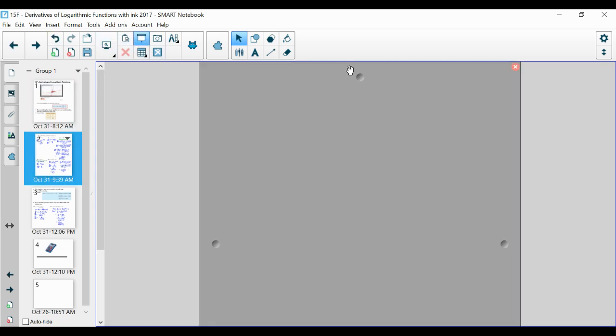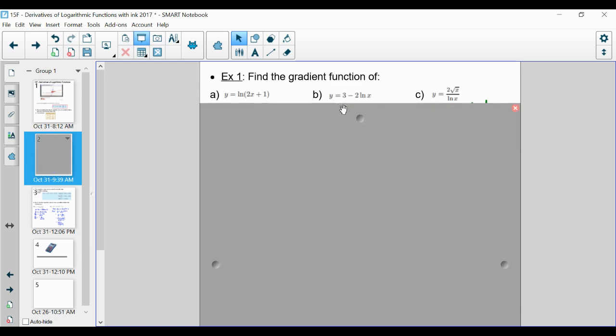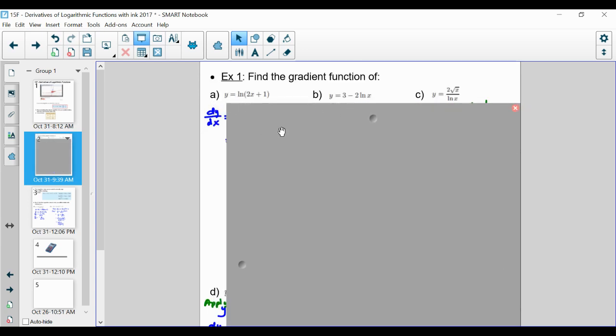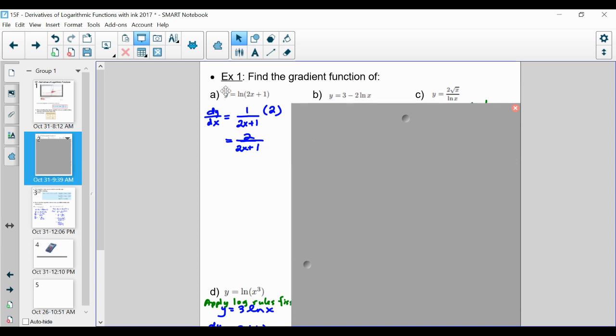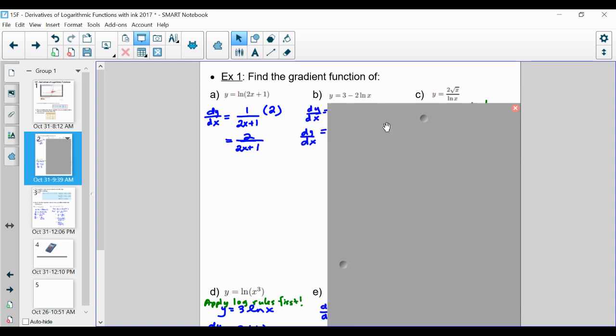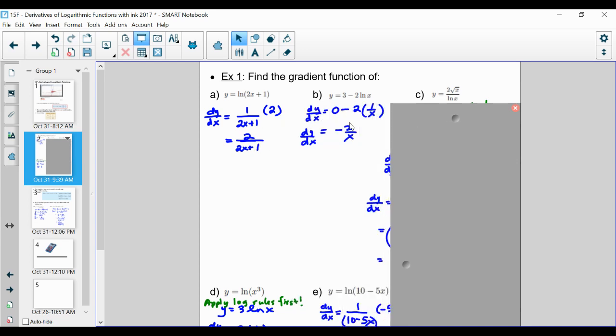Now, to find the gradient function, we have a couple of examples. In this case, I'm going to take the derivative of ln of 2x plus 1. So that's 1 over whatever I'm taking ln of, times the derivative of this function, which is 2, and I simplify. For this example, I take the derivative of 3, and I factor out that common factor of 2 and take the derivative of ln x, and then I simplify.